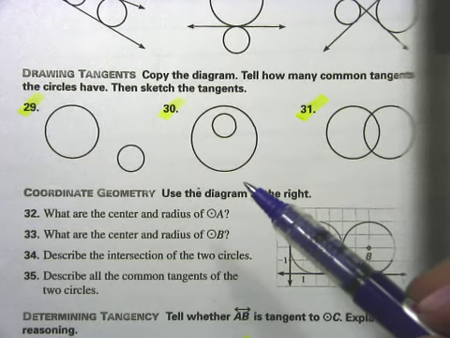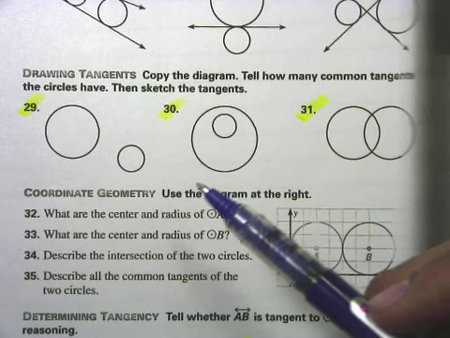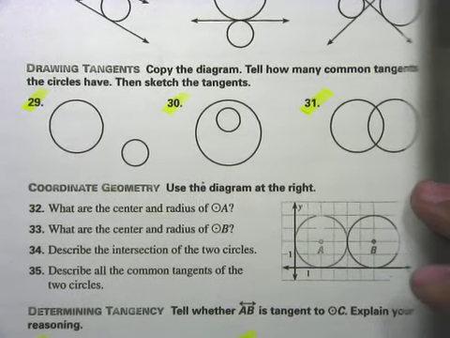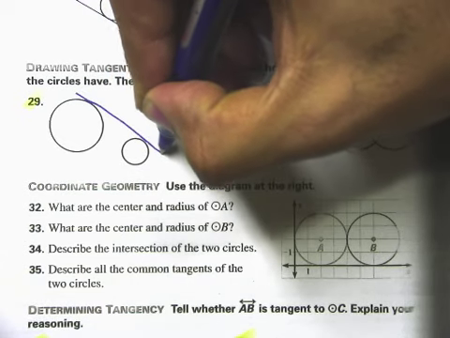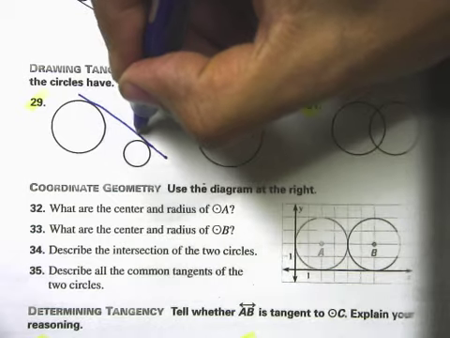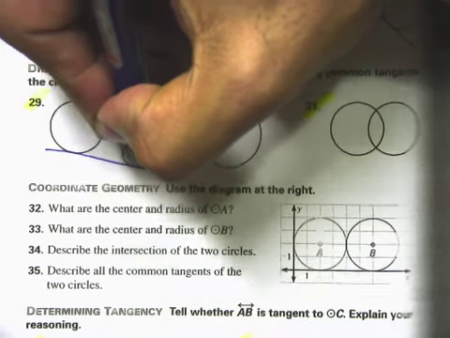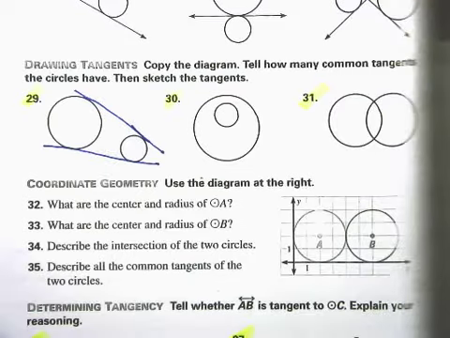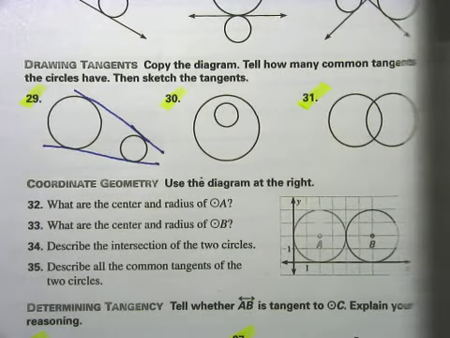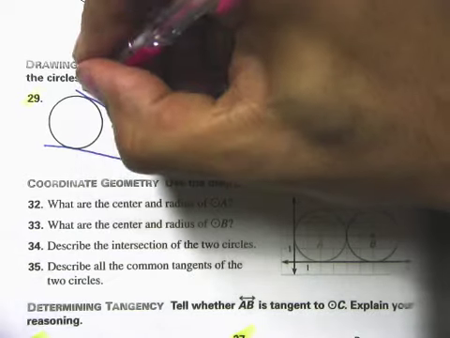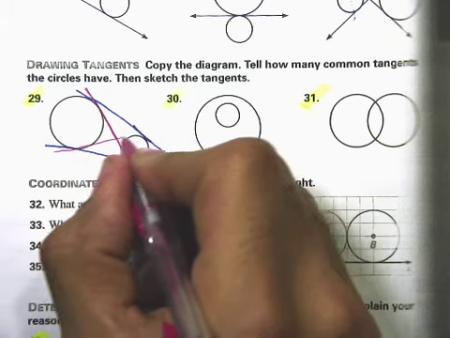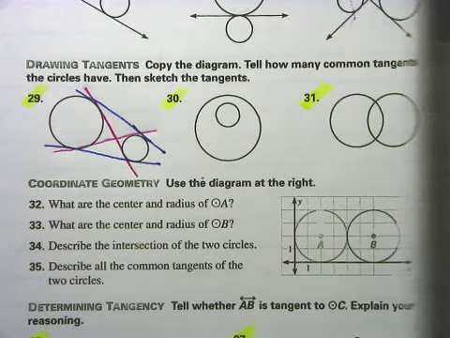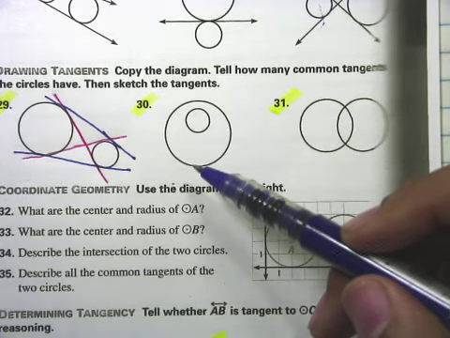For questions 29 through 31, they're asking us to tell how many common tangents the circles have. Well, let's take a look here. I can draw a common tangent here. I could also draw another common tangent there. So that's 2. I could draw another one here this way. That's 3. And I can draw another one this way, which is 4. So these circles have 4 common tangents.